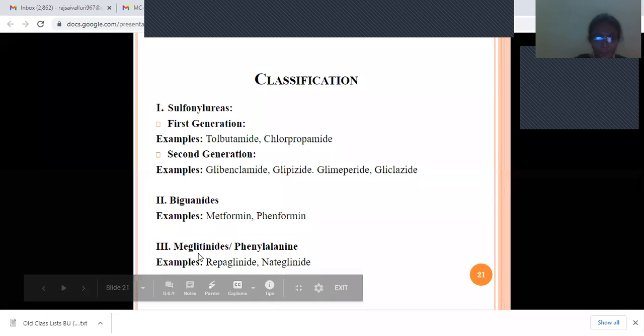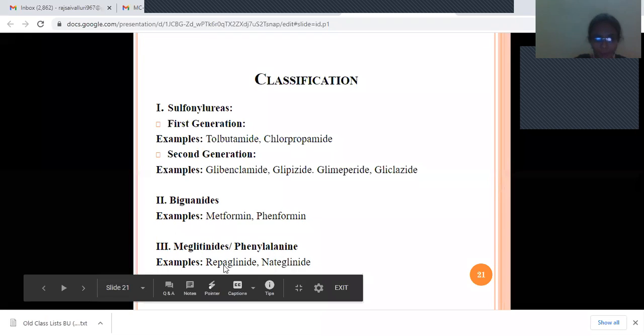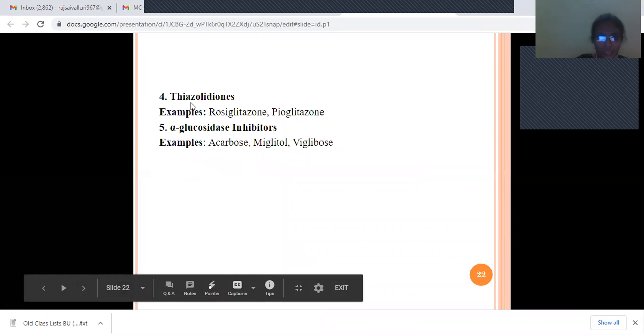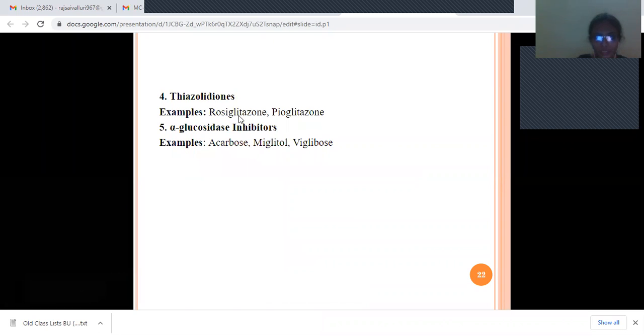So next one is meglitinides. Example, repaglinide and nateglinide. Next, thiazolidinediones. Example, rosiglitazone and pioglitazone. Next, alpha glucosidase inhibitors. Examples are acarbose and miglitol and voglibose. So these are the drugs which are used as the oral hypoglycemic agents.